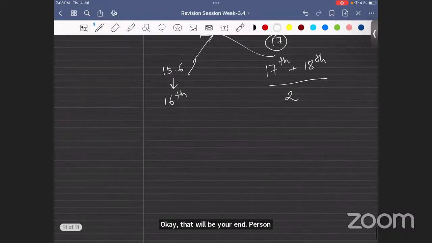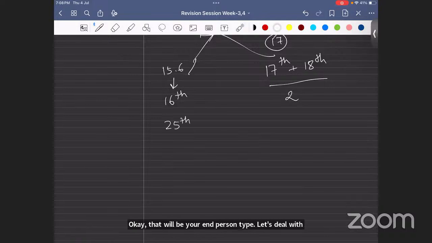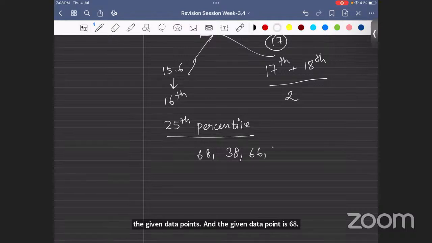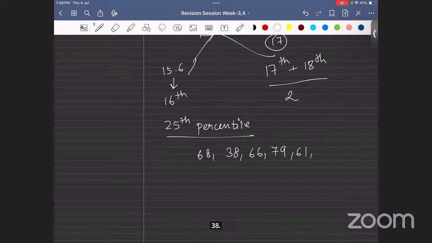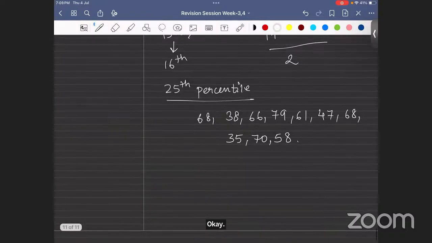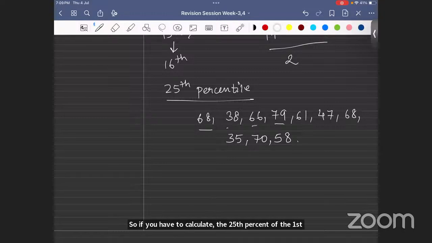Let's deal with one example. You have to calculate the 25th percentile for the given data points, and the given data points are 68, 38, 66, 79, 61, 47, 68, 35, 70, and 58. So if you have to calculate the 25th percentile, the first step is what? You just count the number of data points that are present: 1, 2, 3, 4, 5, 6, 7, 8, 9, 10. So your n is 10.